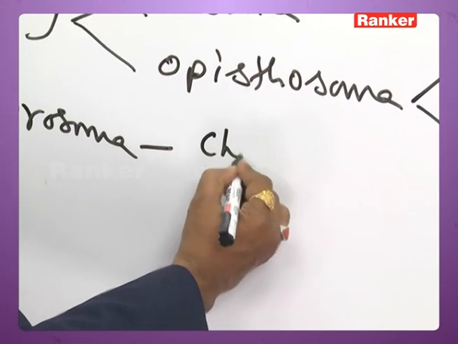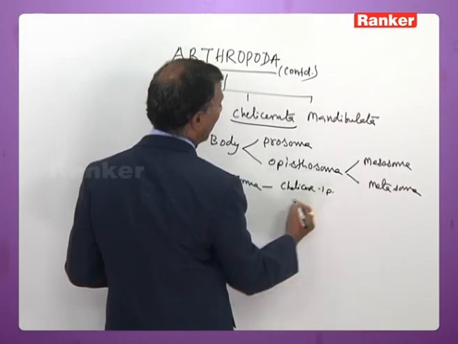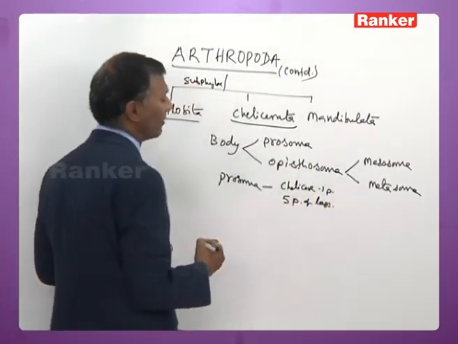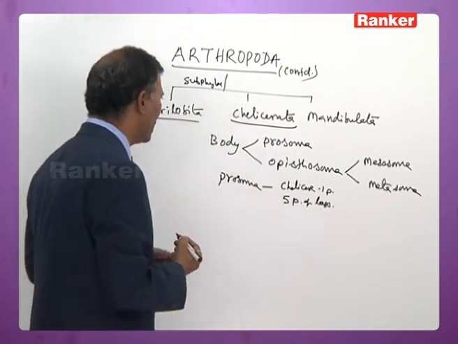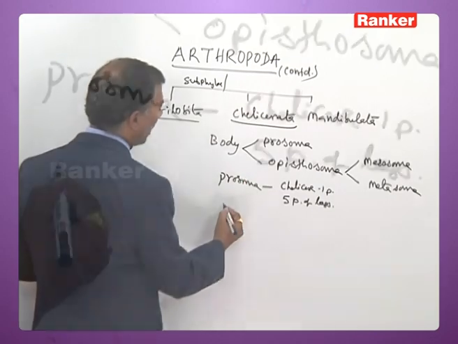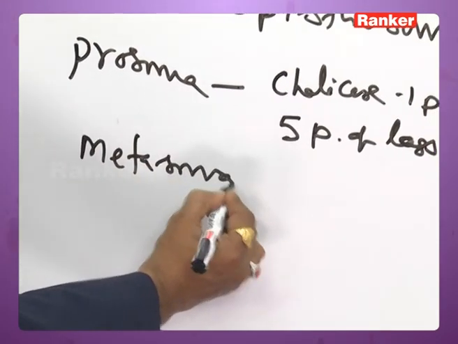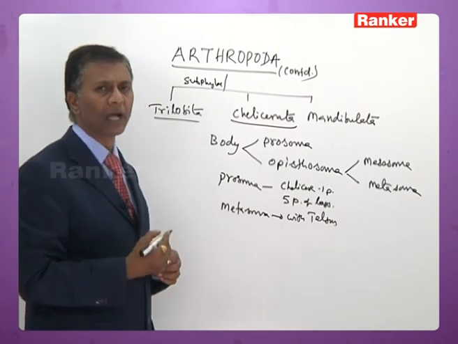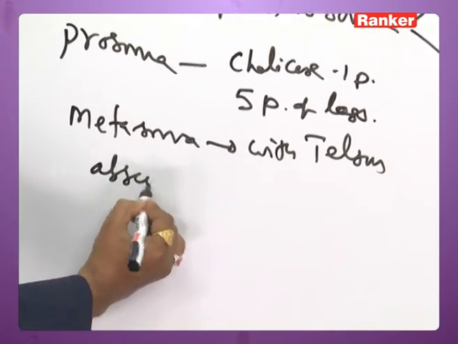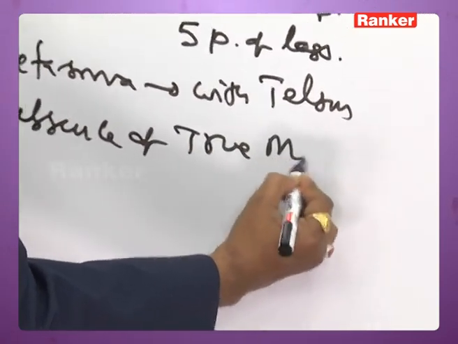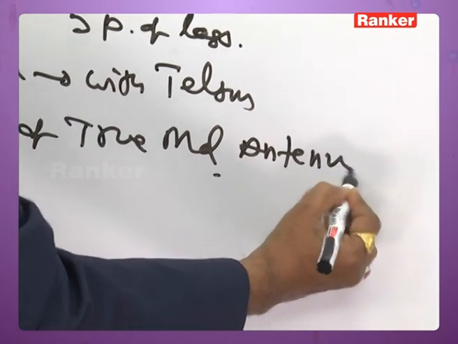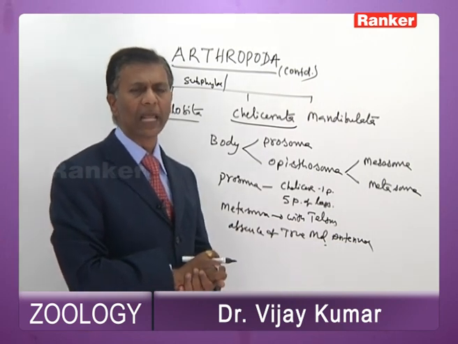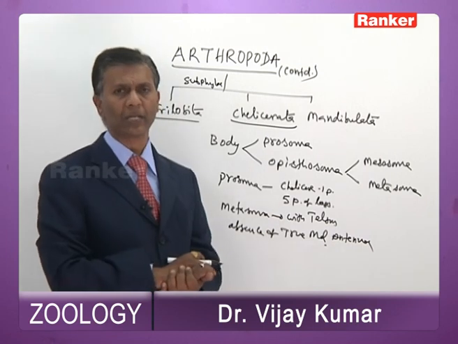A pair of chelicerae and five pairs of legs. Now the body ends with a telson, that is, the metasoma ends with a telson. The unique characteristics of chelicerates are the absence of true mandibles and antennae. Instead of mandibles, the chelicerae act as mandibles, and antennae are entirely absent.